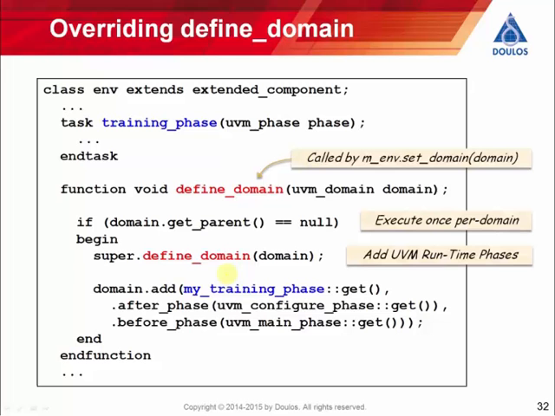So if you only want to add it once, you've got to catch it, and that's what this line here is doing. It turns out this is the way that you can make sure that defineDomain only does its thing once. You do it by checking whether the parent of the domain is null.